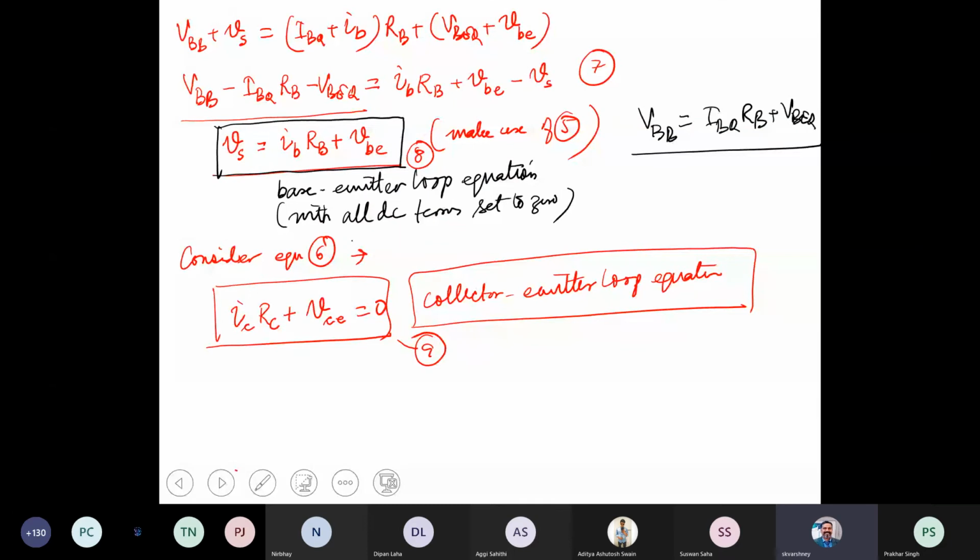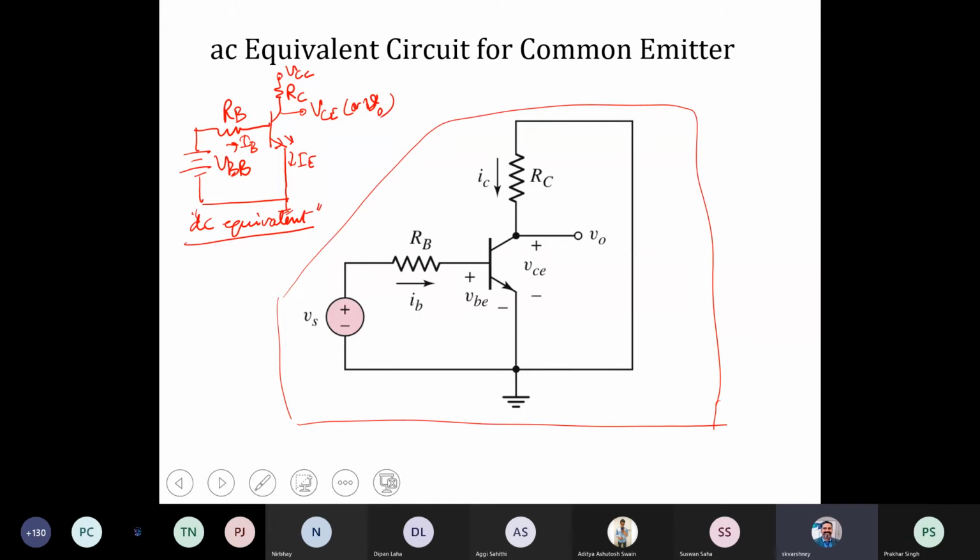We can write down the equation for base to emitter as well as collector to emitter, which are represented in AC components. So with the help of these two equations, we can simply make a circuit which is the AC equivalent.